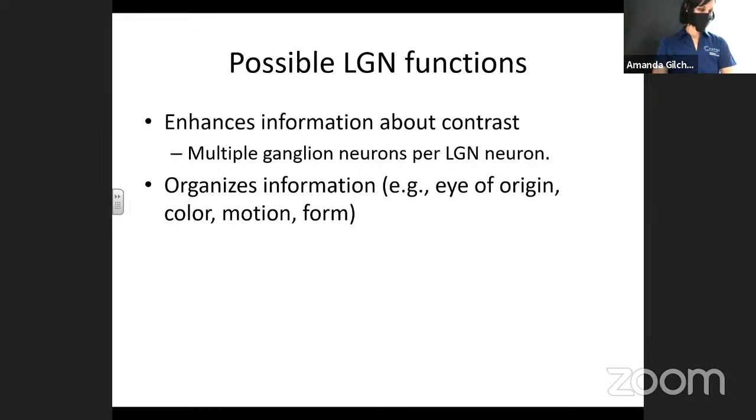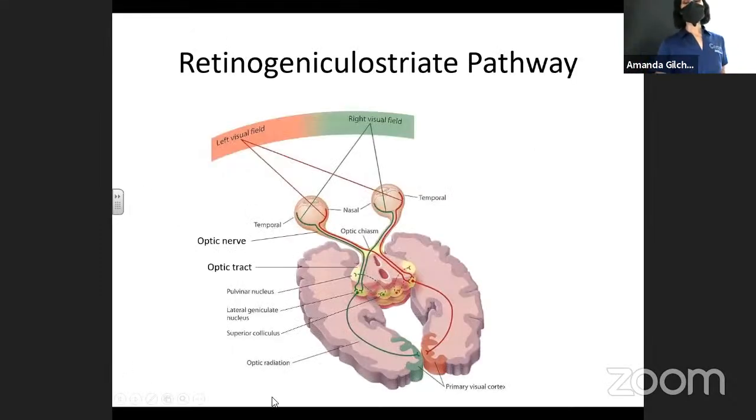Okay, so are we feeling pretty good here? Are we ready to talk about some cortical areas? Are we ready to talk about some cortex? So just a reminder, we talked about the retina, we talked about the lateral geniculate nucleus, and now we are getting into the striate part of the retinogeniculostriate pathway.